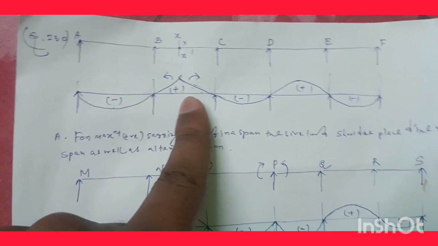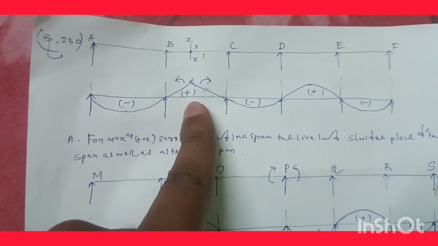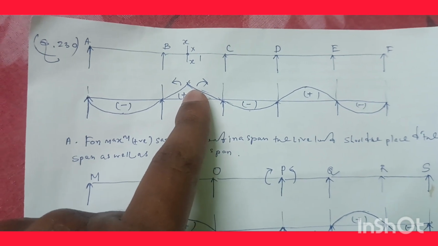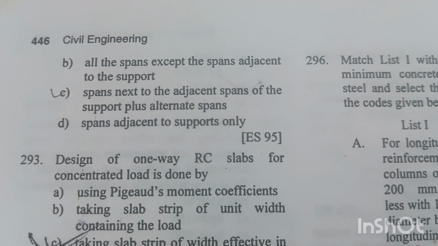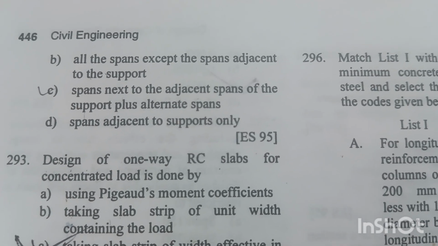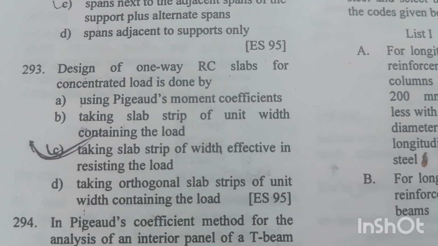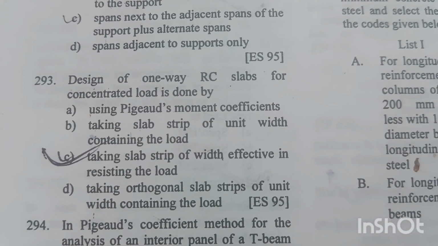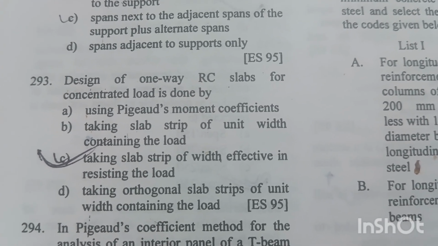So from this deflected shape we can say, to get maximum sagging moment, the live load should be placed on the same span as well as the alternate spans. Spans next to the adjacent spans of the support plus alternate spans. Option C is the right answer. Question number 293. Design of one-way RCC slab for concentrated load is done by taking slab strip of width effective in resisting the load. Option C is the right answer.